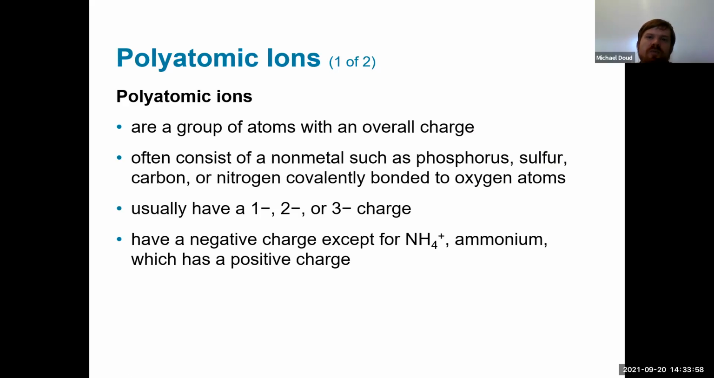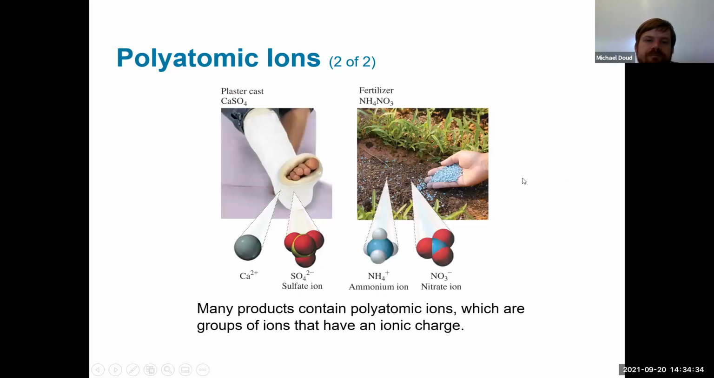So there's some kind of molecule that has gained a charge, positive or negative, and functions as a group rather than as an individual atom. Usually they're going to involve nonmetals like phosphorus, sulfur, carbon, or nitrogen that are covalently bonded to oxygen atoms, and they can have a -1, -2, or -3 charge. Now, almost all of them have a negative charge except for ammonium, which has a +1 charge, and ammonium is NH4 plus. And so it's 1 nitrogen atom bonded to 4 hydrogen atoms.